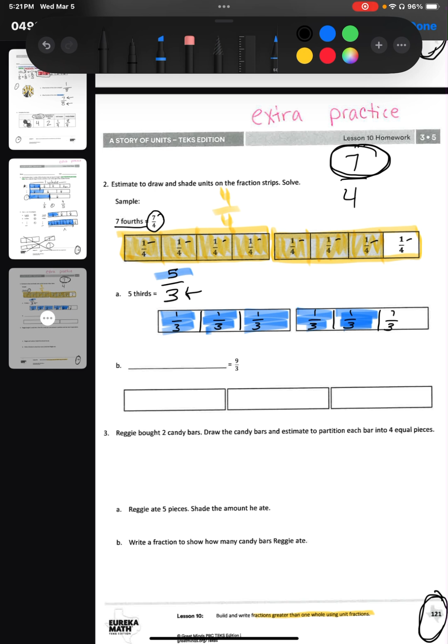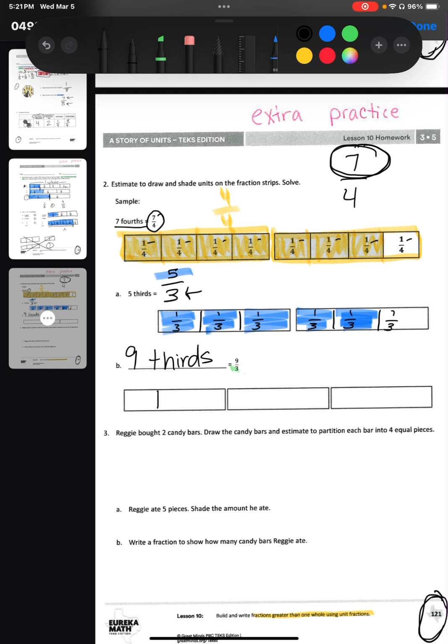Now on to B. Part B, it gave us the fraction form 9/3. We need to write that in the blank in unit form first. So we're going to write 9/3. The denominator here is going to tell me, and I just wrote right on that number, the denominator here is going to tell me how many sections each of these rectangles needs to be partitioned into. Partitioned is a word they like to use a lot in this curriculum also. Partition just means divided into.